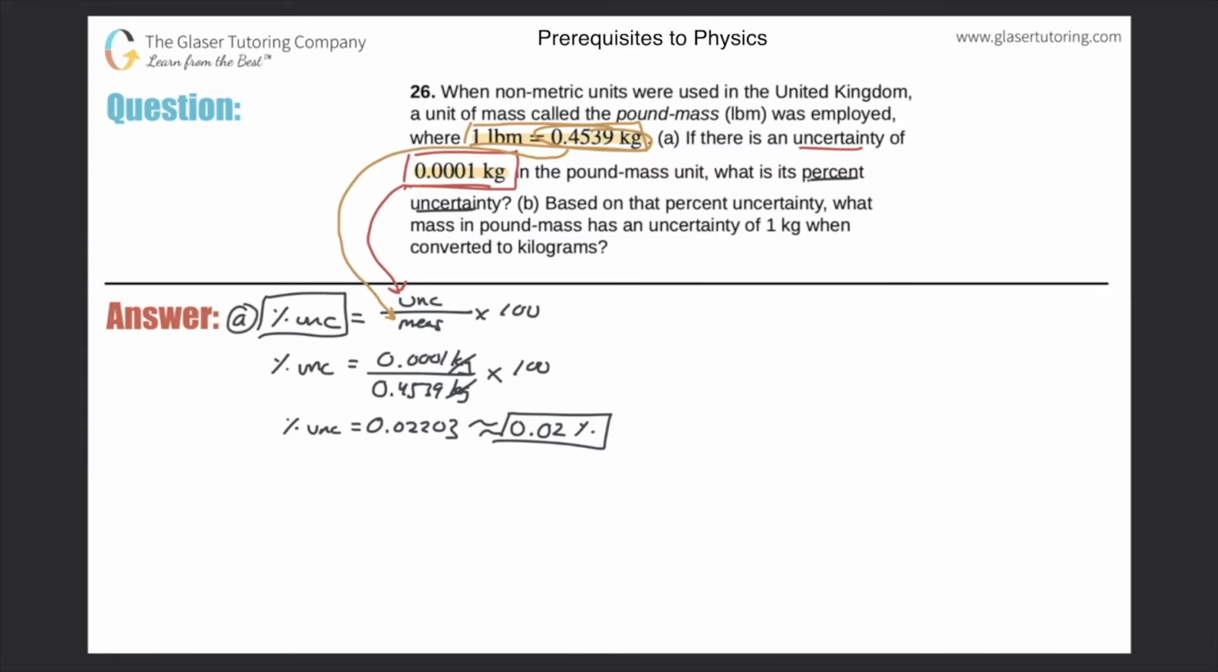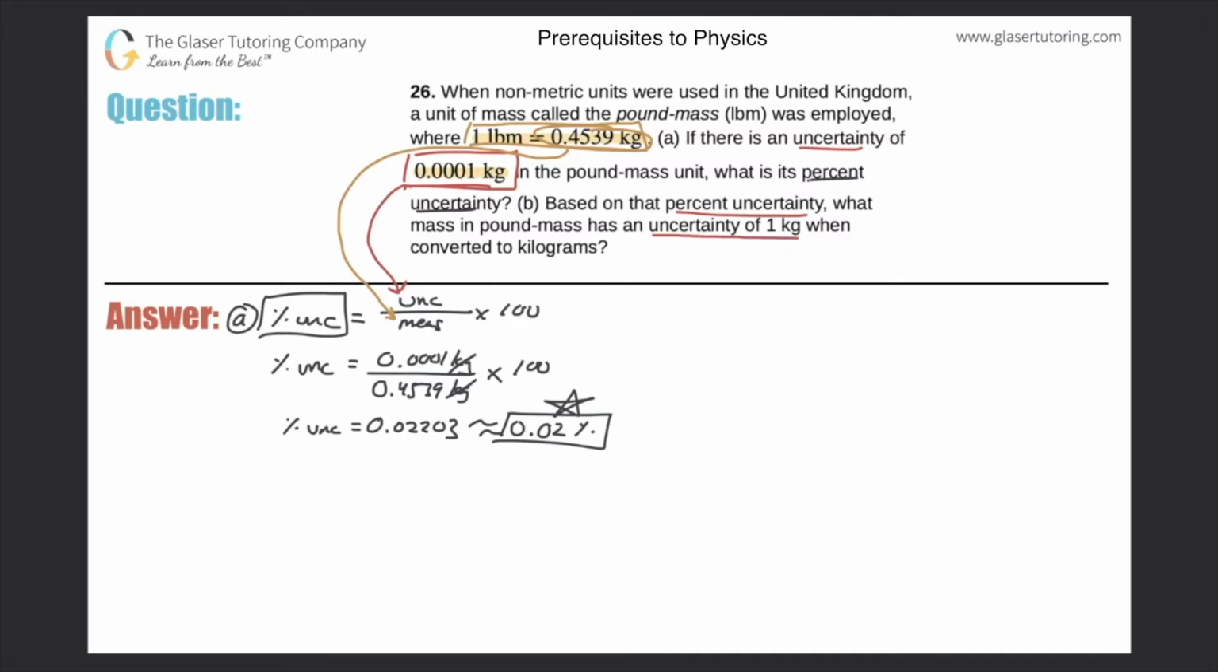Now let's take a look at part B. It says, based on that percent uncertainty, meaning the percent uncertainty that we just calculated, what mass in pound mass has an uncertainty of 1 kilogram when converted to kilograms? Okay, so it sounds a little confusing, but let's try to pick it apart. First I notice what they're giving me. They're saying based on that percent uncertainty, and then they're asking about a mass in pound mass, or they're saying what mass in pound mass has an uncertainty of 1 kilogram.